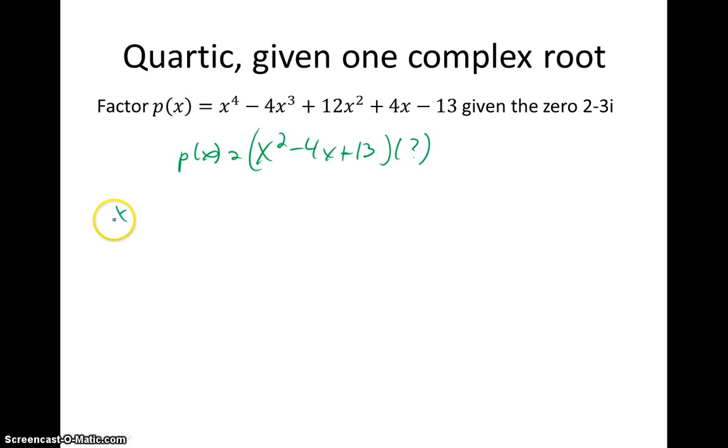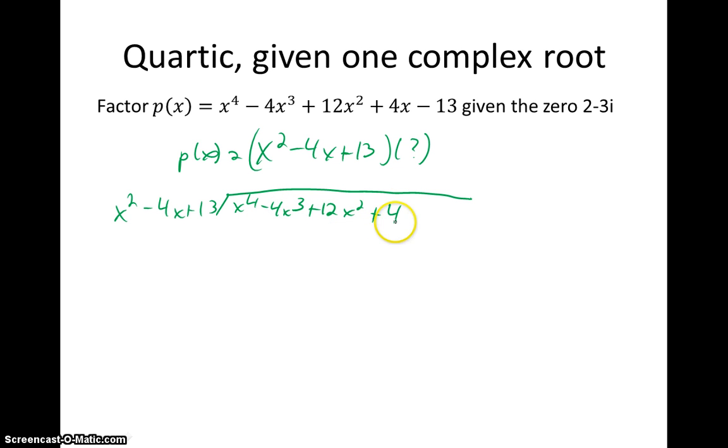So let's put x squared minus 4x plus 13 into x to the fourth minus 4x cubed plus 12x squared plus 4x minus 13. X squared into x to the fourth, we need x squared to multiply there. Gives us x to the fourth. X squared times negative 4x is negative 4x cubed. Oh, that's nice. It just cancels right out right away. X squared times 13 is a plus 13x squared. So remember, we have to subtract that. So the x to the fourths go away, the negative 4x cubes go away. It looks like 12x squared minus 13x squared is going to give us a negative x squared.